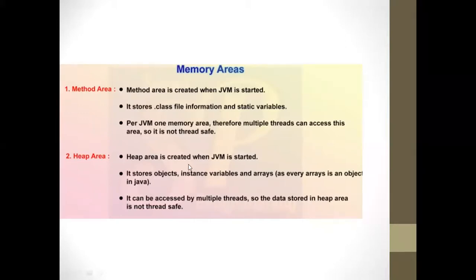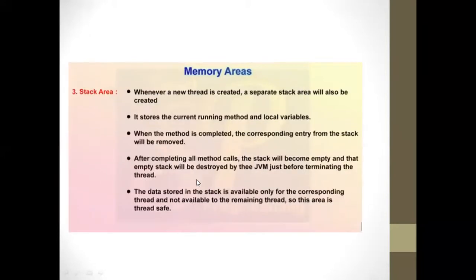Clear? The heap area is also created when the JVM is started. It stores all the instance variables and the arrays. It can be accessed by multiple threads, so the data stored in the heap area is not thread safe. So both these areas are not thread safe: the method area and the heap area.